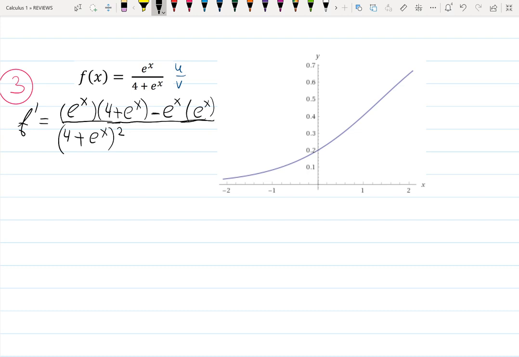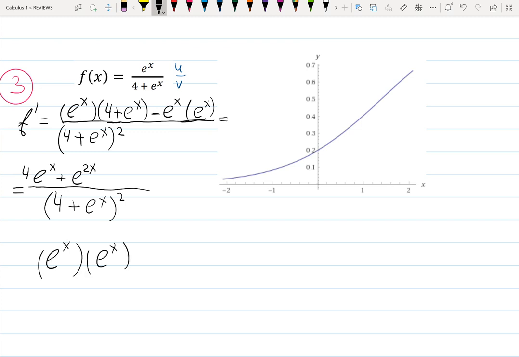Did you do it by yourself? I really recommend you pause the video and practice the quotient rule by yourself, especially since it involves differentiation of exponential functions. Let's simplify. 4 plus e to the x squared, then I will have e to the x times 4 plus e to the x, which gives e to the 2x. Do you all remember that e to the x times e to the x is e to the x plus x, so it's e to the 2x, right? Minus e to the 2x.